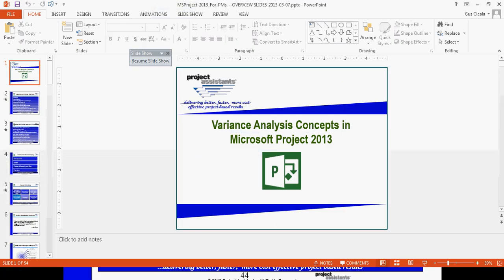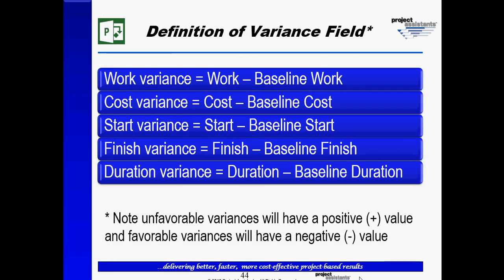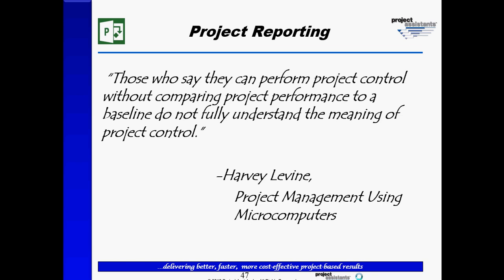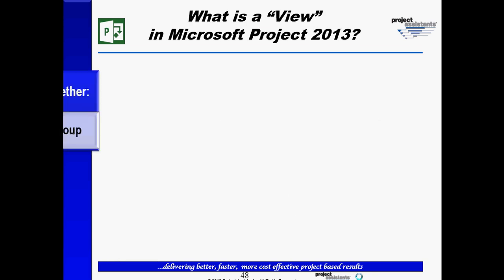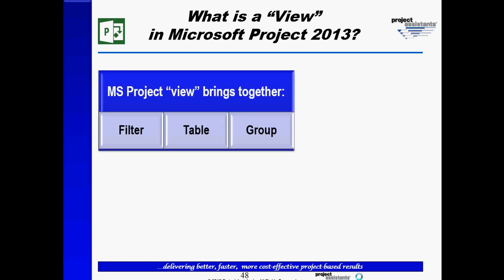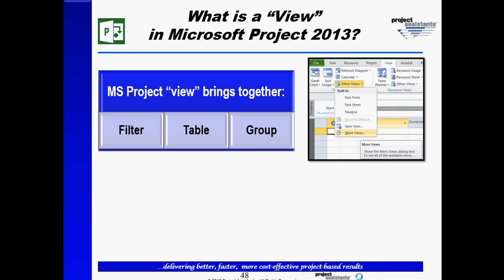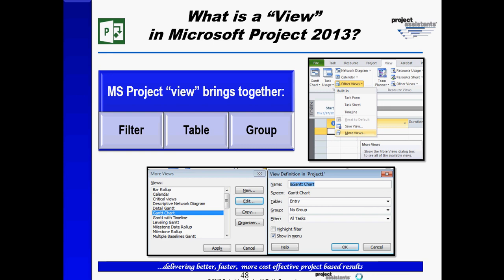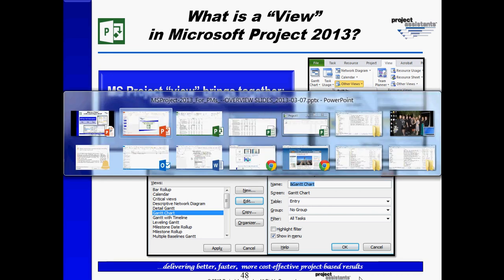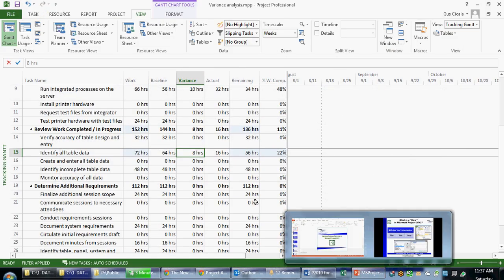If we look at how Microsoft Project does reporting, the basic concepts are typically thought about in terms of how we view data in Microsoft Project. So a view is a combination of a filter, a table, and a group. A Microsoft Project view brings together a table, a group, and a filter. So let's take a brief look at how we might filter information in Microsoft Project.